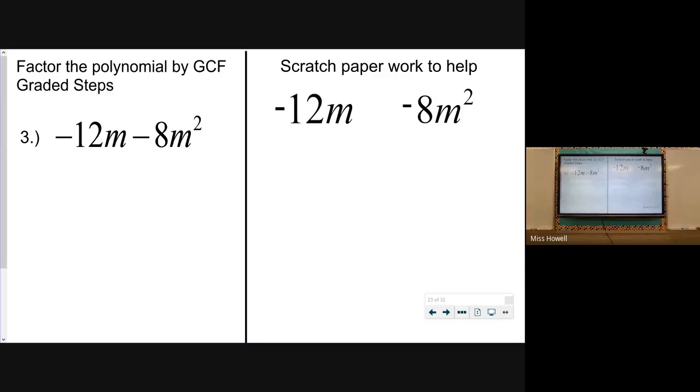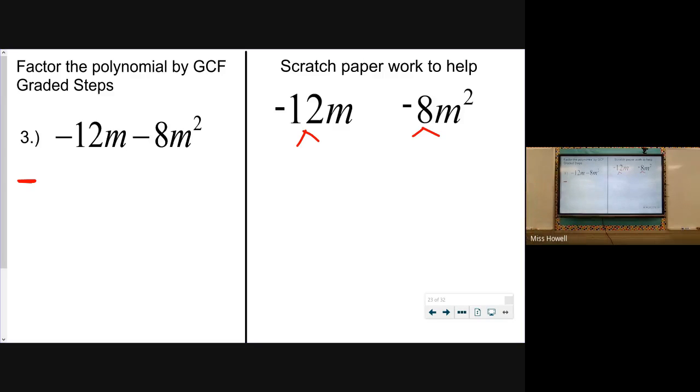All right, number 3, we want to factor completely here. Negative 12m minus 8m squared. If I can't look at it and see what to pull out, go over here, do your tree, do your chart. That's perfectly acceptable scratch paper work, so do it. Maybe we could do this one without it, so let's look at it. They both share a negative, so the negative can come out front.